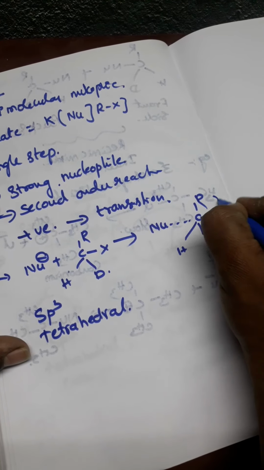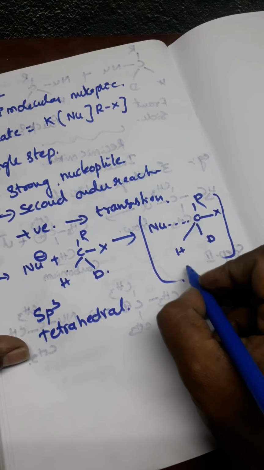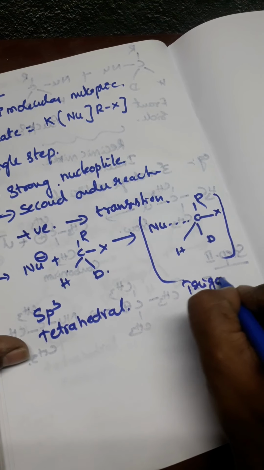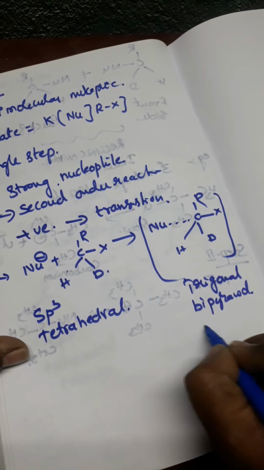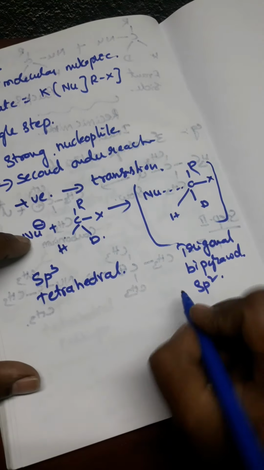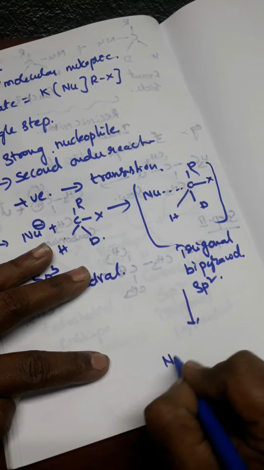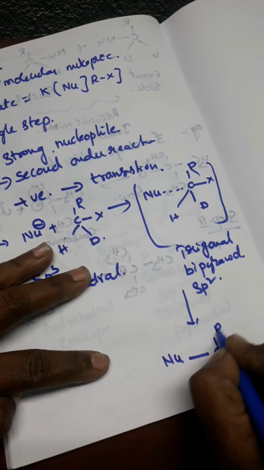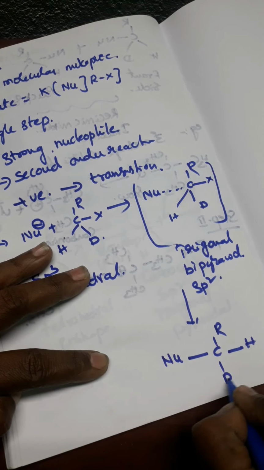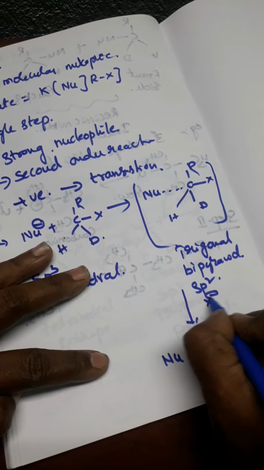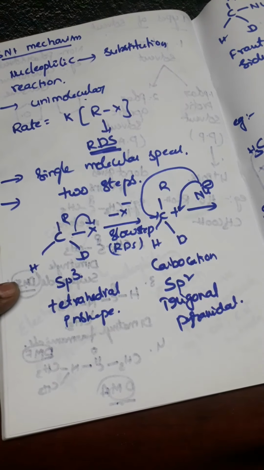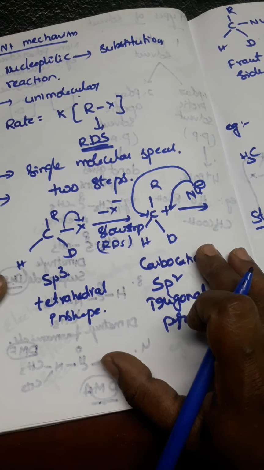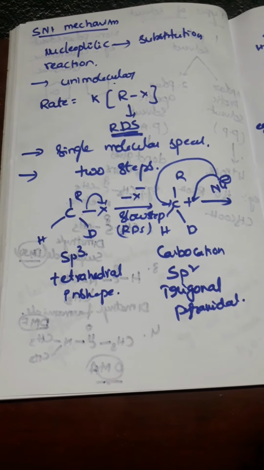Next, X. This is a trigonal bipyramidal sp2 hybridization. It will give the nucleophile C R H D. Here X minus, same. This is the SN2 mechanism. This is the SN2 mechanism. This is the SN1 mechanism. Okay. Thank you very much.